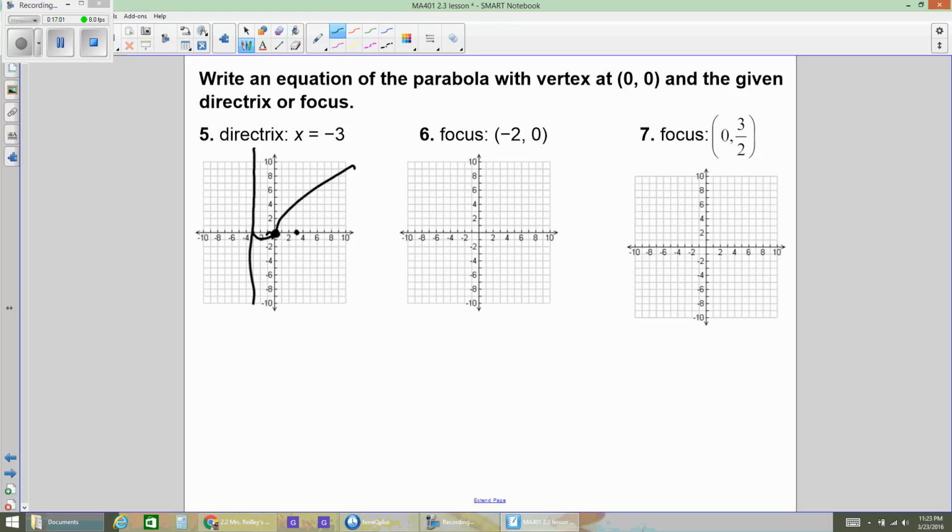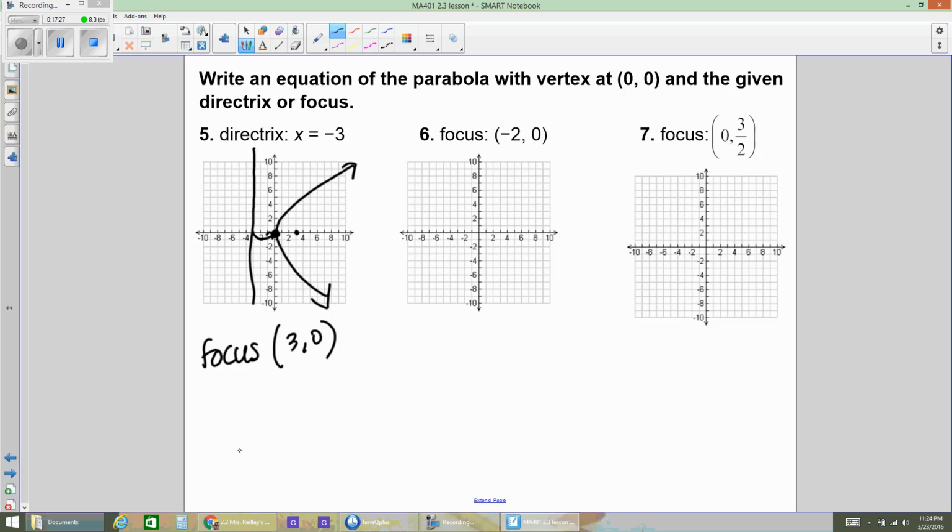So that means we're going to go 3 units this way, because our focus is always in the dish. And then the directrix is the house. Like, the dish isn't going to cross over into your house. It's on the outside. So see how it's pointing away from the directrix? That always happens too.